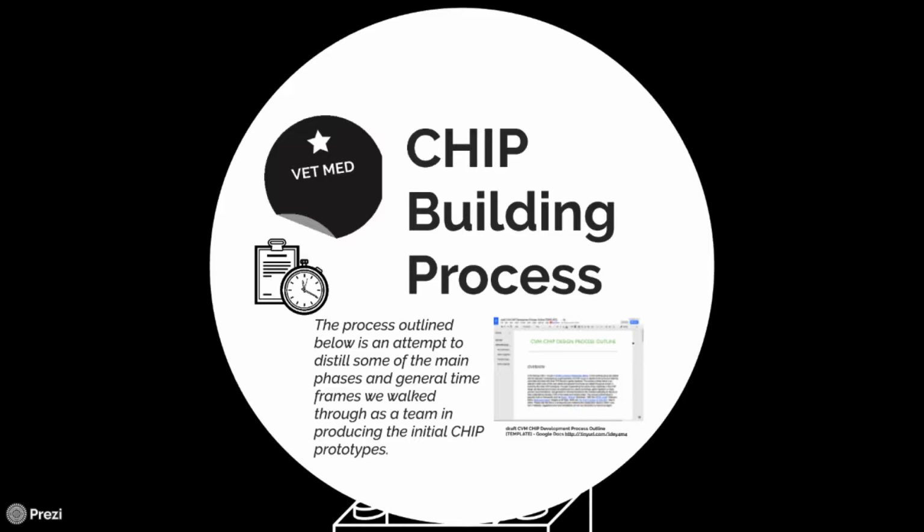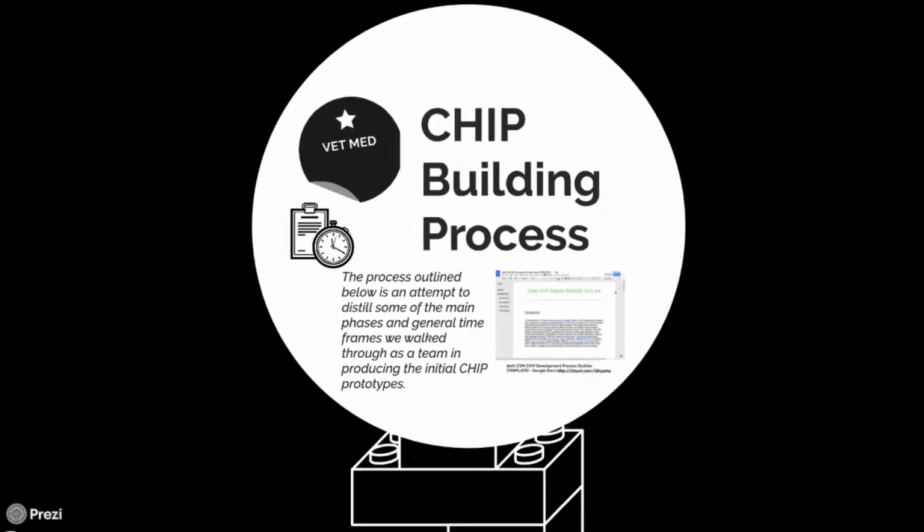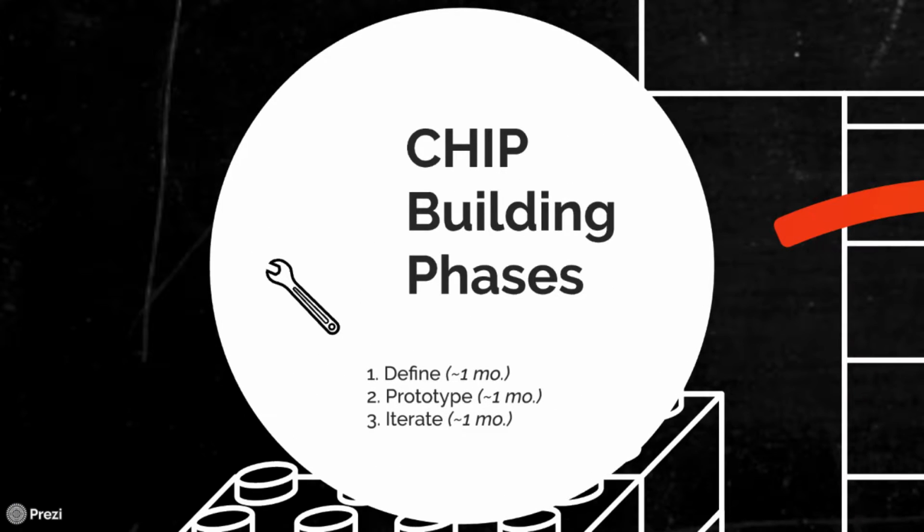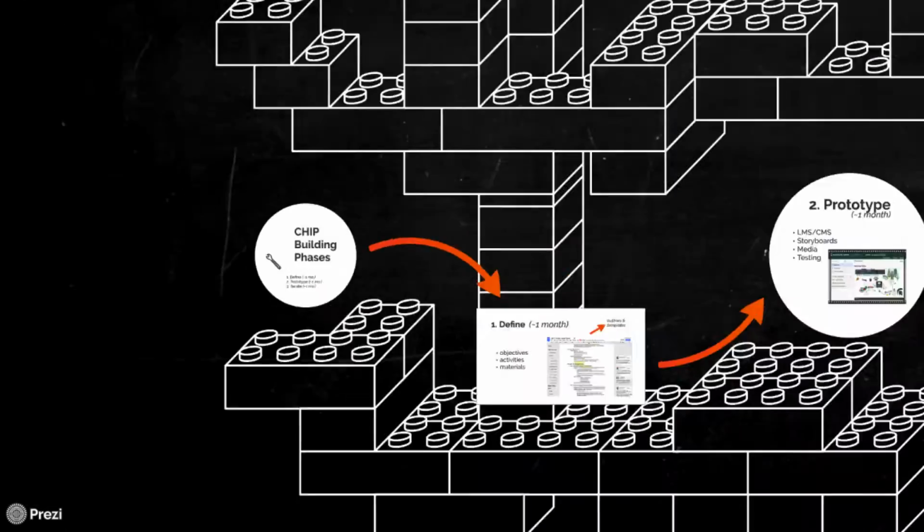This process is built on existing frameworks such as the ADDIE model for instructional design, backwards design, and the first principles of instruction. It also borrows language from design thinking. We narrowed this process down into 3 main phases, each of which could take a month or so to complete. The 3 phases are define, prototype, and iterate.